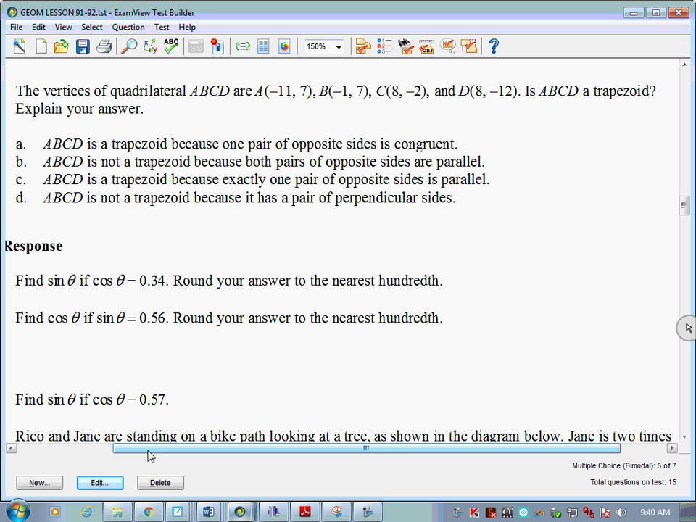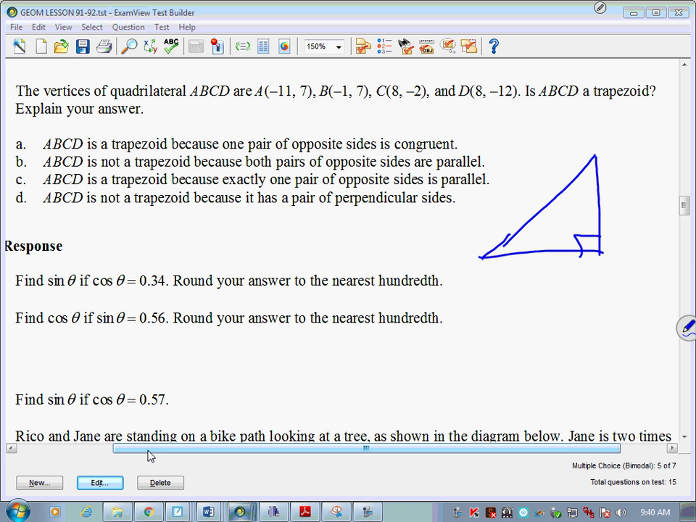On our next question, number 8, find sine theta if cosine theta is 0.34. This goes back to what we saw in question number 3. So this is bringing me to making a triangle. But what do I have to do with that 0.34 first? Make it a fraction. So that's 34 hundredths, 34 over 100. Divide that by 2. What's that come out to? Was that 17 over 50?